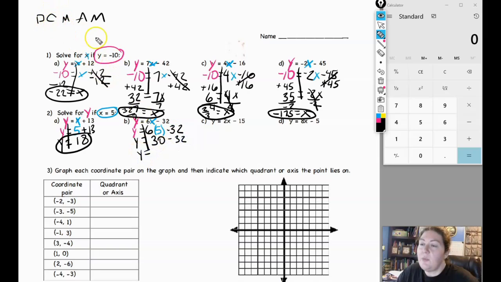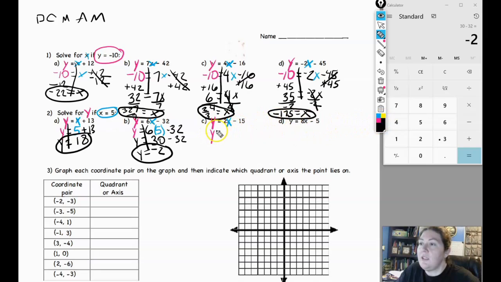And I'm still at this step right here to combine. 30 minus 32. Put that in my calculator just to make sure. 30 minus 32 gives me negative 2. And that's it. There's my answer. Next one is exactly the same. I'm solving for y. I'm substituting in a 5 everywhere I see an x. So let me rewrite my problem.